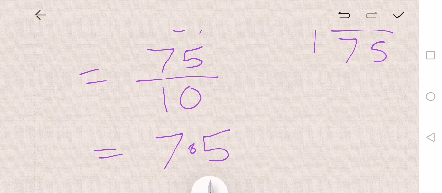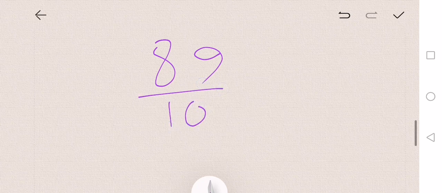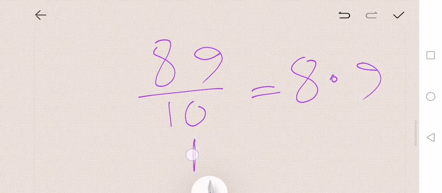Okay, so just to make sure you understood, let's do a math for, let's say, 89. If that needs to be divided by 10, the answer should be 8.9. Why? Because there's one 0 here, so that means you just need to put a dot from the right hand side to here.